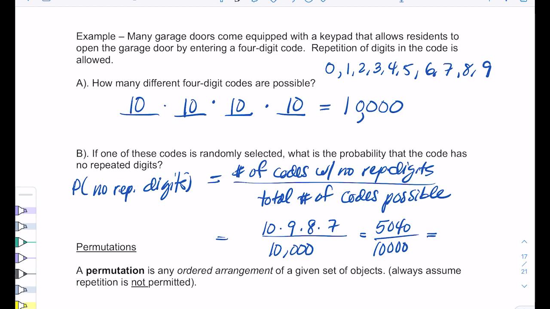And that's a big number to reduce. So we're just going to divide, and it comes out to 0.504. So if you think of that as a percentage, that would be about 50%. So there's a 50% probability that the code has no repeated digits.